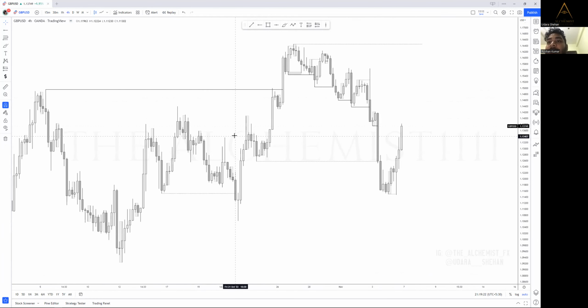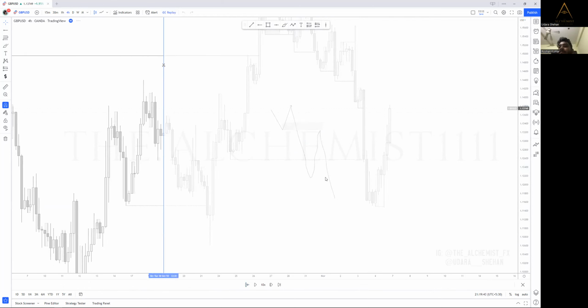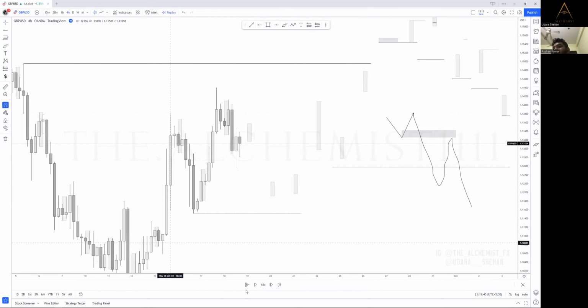Let's see proper levels. This tapped into the order block. See, now I told you. What is this? A support, right? This will be a support. Once it breaks, what will it be? It will be a resistance. This is exactly what I told you. So then you can mark it out like this. Now, if I put the replay tool here, maybe here.